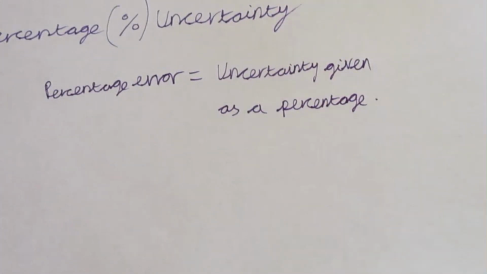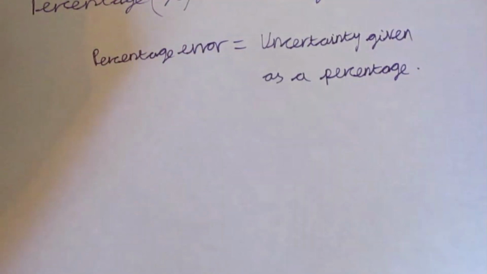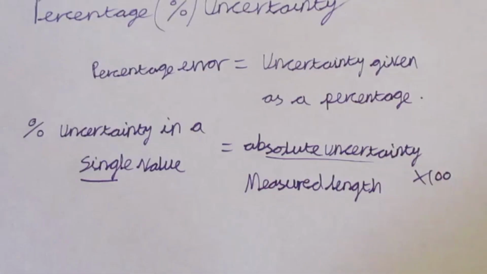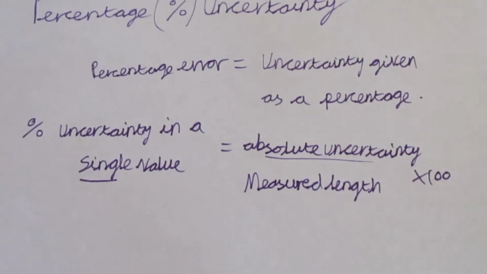So basically, the percentage uncertainty of a single value is the absolute uncertainty over the measured length times 100 to give you the percentage. So if I write that down for you, single value, because when we're dealing with percentage uncertainty in multiple readings, it's a slightly different method.